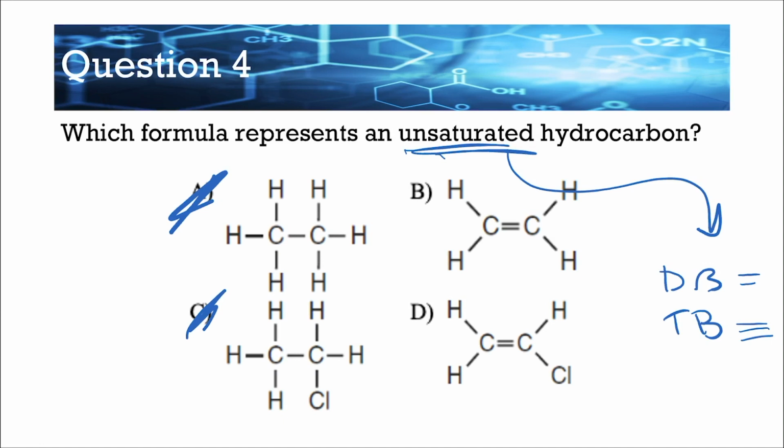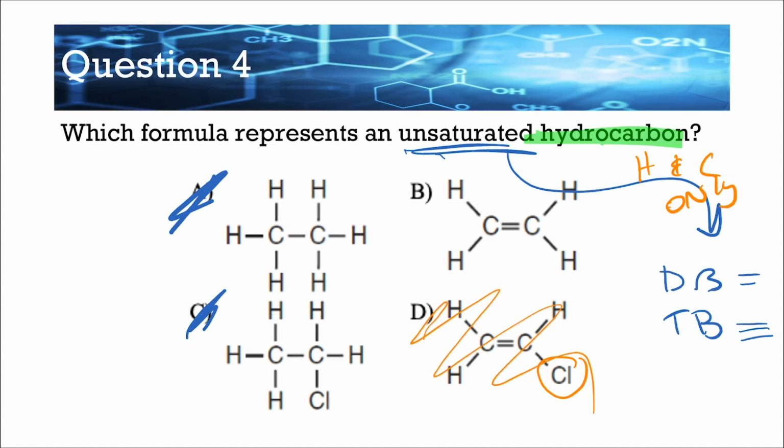Now B and D both have double bonds, but it says hydrocarbon. Now remember, a hydrocarbon has hydrogen and carbon only. Okay? Choice D has chlorine. Chlorine is not H or C, so it can't be D, meaning the answer has to be B.